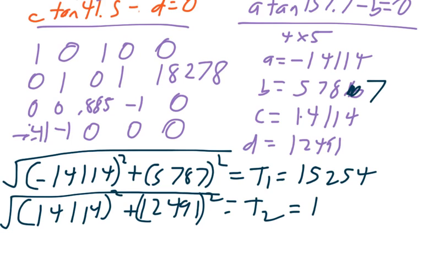Which gives T2 a tension of 18,847 pounds. And so those are the two tensions. And that's how you do problem number 7.4. Sorry that there's no cat.